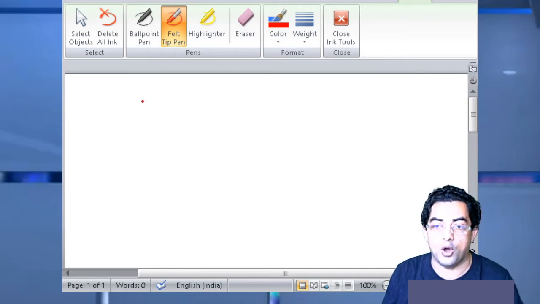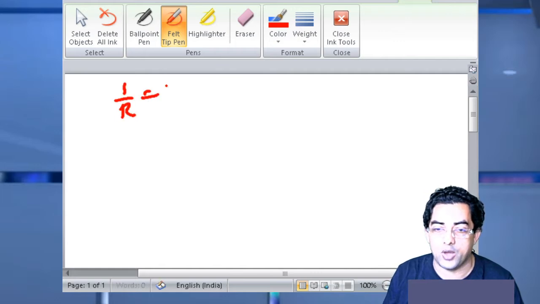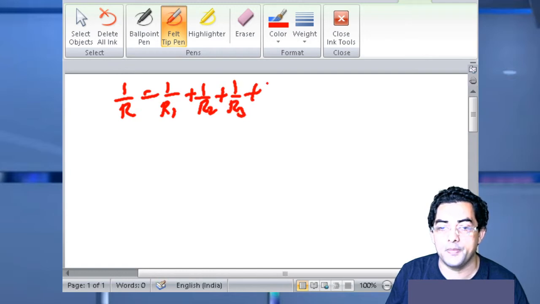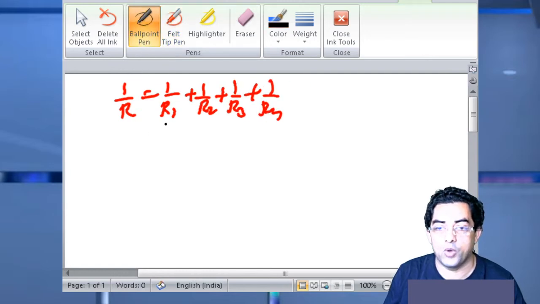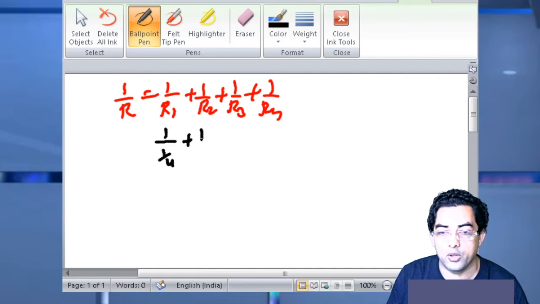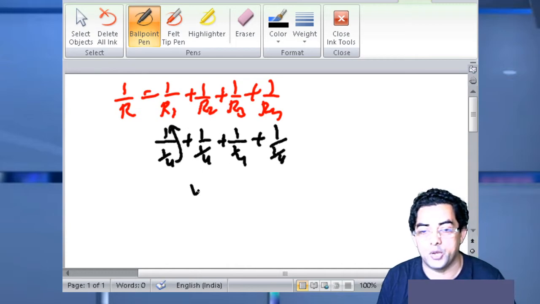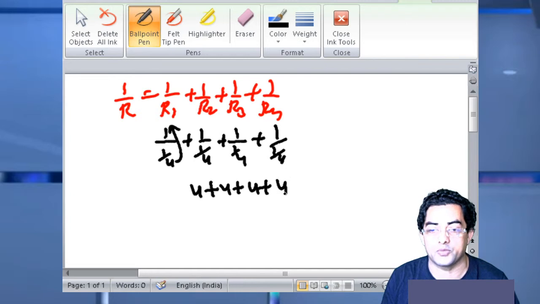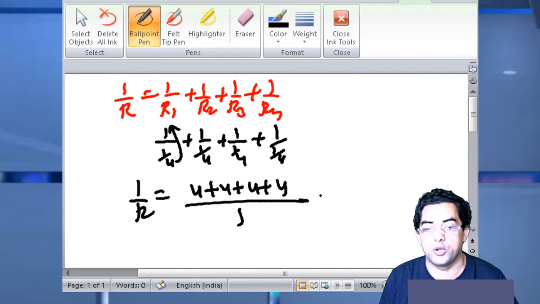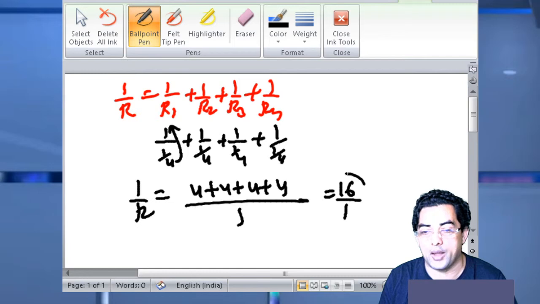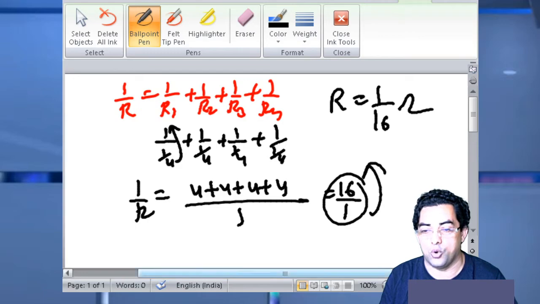Let us see. We have got 4 resistances, right? They all are in parallel. So the formula is 1 over R equals 1 over R1 plus 1 over R2 plus 1 over R3 plus 1 over R4. And what is the resistance? 1 over 4. So 1 by 1 over 4, and this 1 over 4 moves up. So it becomes 4 plus 4 plus 4 plus 4. So 1 over R is equal to 16 over 1, which becomes the reciprocal. So your value of R becomes 1 over 16 ohms.